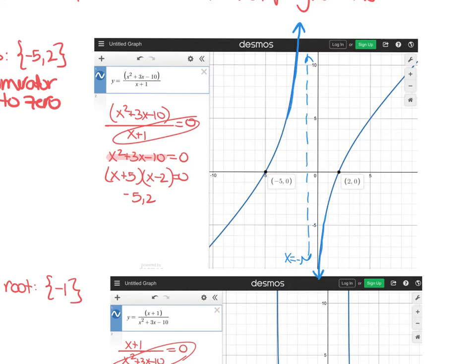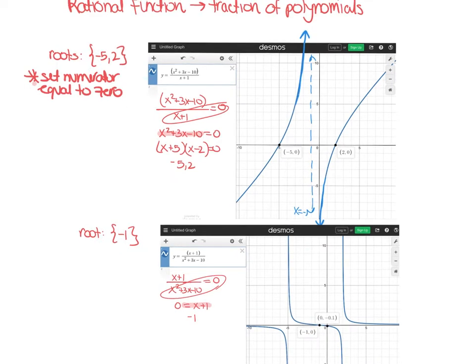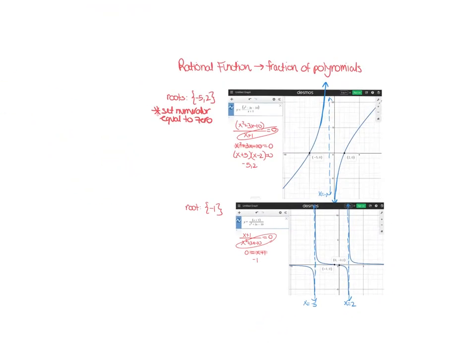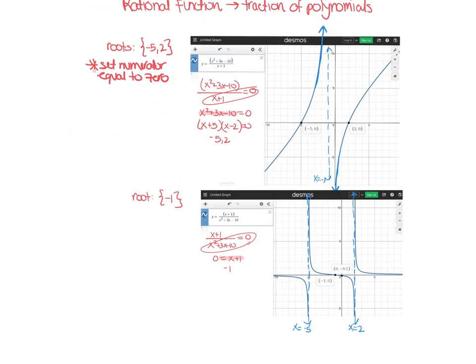Your graph will never cross a vertical asymptote, okay? Ever, ever, ever. So now here, notice where our graph starts to go up to infinity. Right here at -5 and at +2, okay? So if you're thinking, okay, those values seem familiar, they are. Notice what they are. They're the roots of your denominator, right?